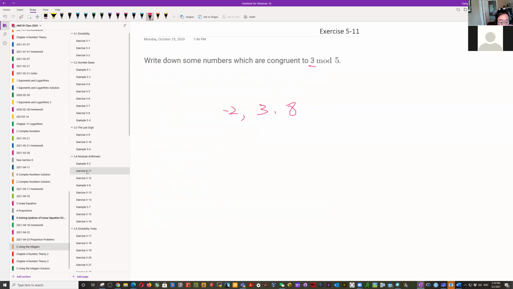If you subtract 5 again, it's going to be -7. Or add 5 again, you get 13. So basically, starting from 3, by adding or subtracting multiples of 5, you will get the list.